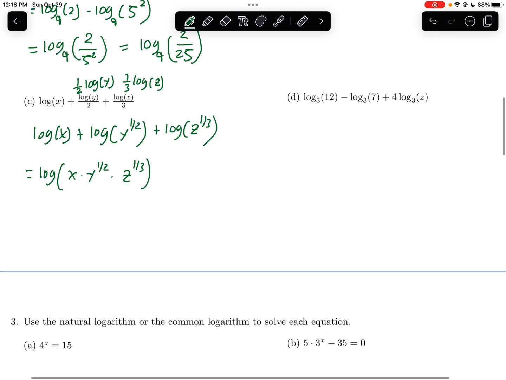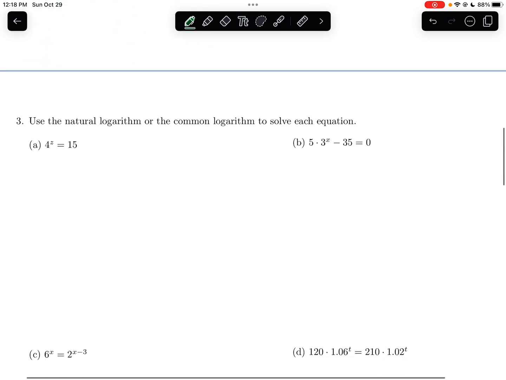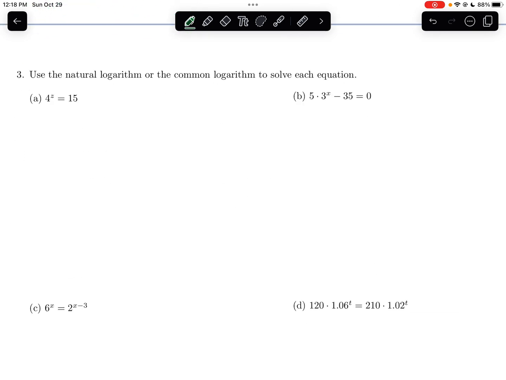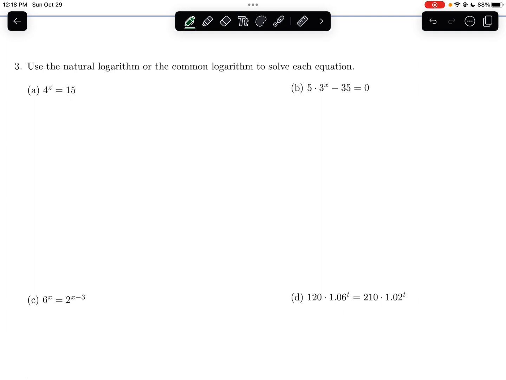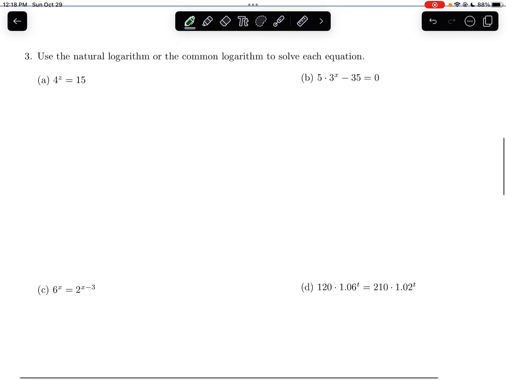All right, and then D is very similar to part A. All right, solving exponential equations. This is more important. So let's look at, I guess, A first. This one's pretty easy though.